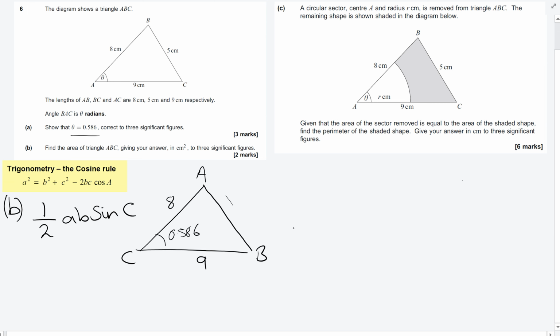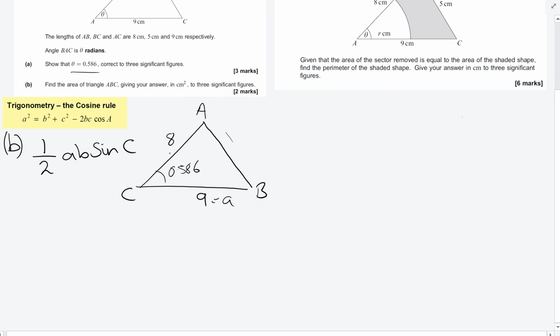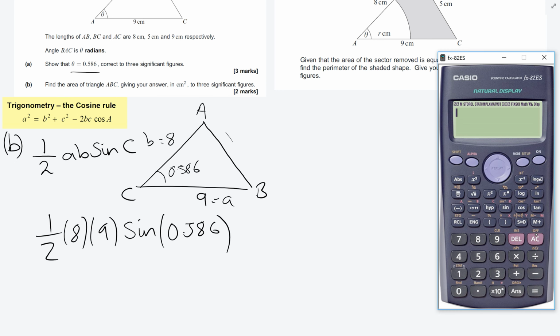Okay, so we've got all of our information now. I'm going to use A as 9 and I'm going to use B as 8. So it's half times 8 times 9, and that's why it doesn't matter, because it's either 8 times 9 or 9 times 8, times the sine of 0.586. So this is then just a bit more calculator work for us. So putting all this into our calculator, we've got a half times 8 times 9 times the sine of 0.586. And that comes to 19.9 to three significant figures.